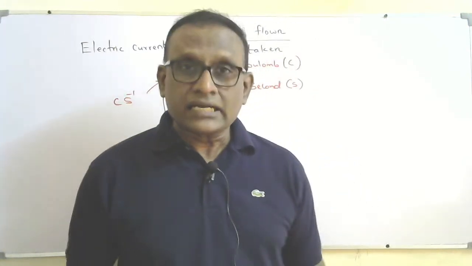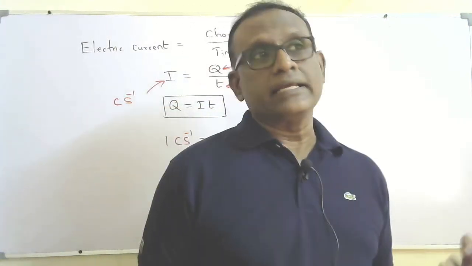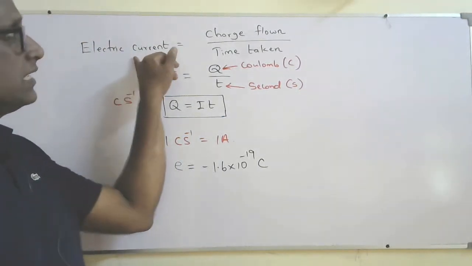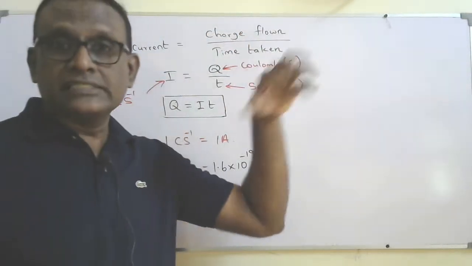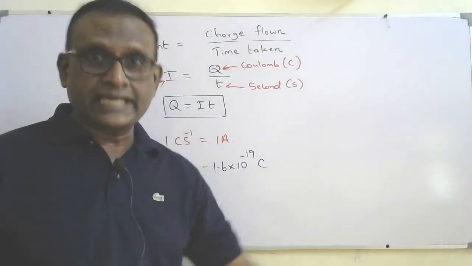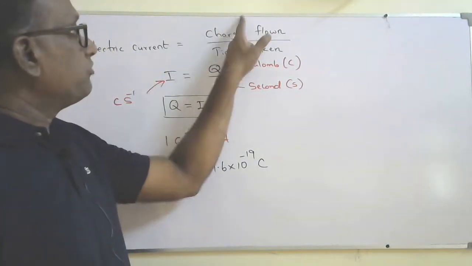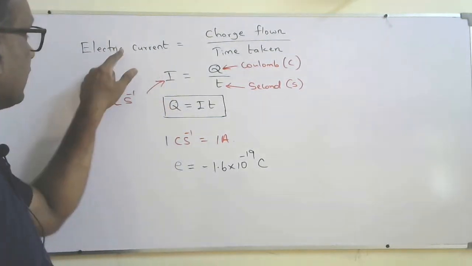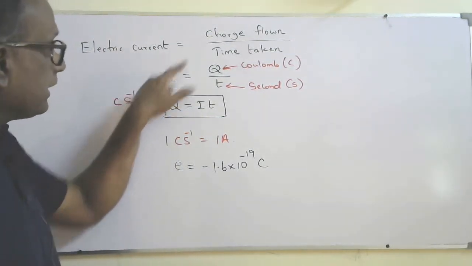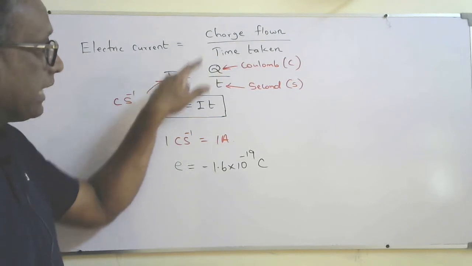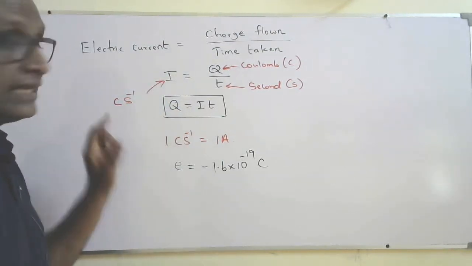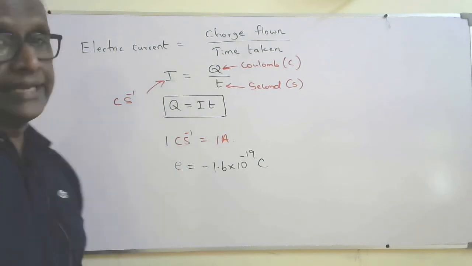So electric current is defined by the following equation. That is, electric current is defined as rate of flow of charge, that is the amount of charge flown per second. So we can say charge flown divided by time taken. So the notation: electric current is denoted by capital I, charge capital Q, and time T. So from this I can get a first equation in electricity, Q equal IT.